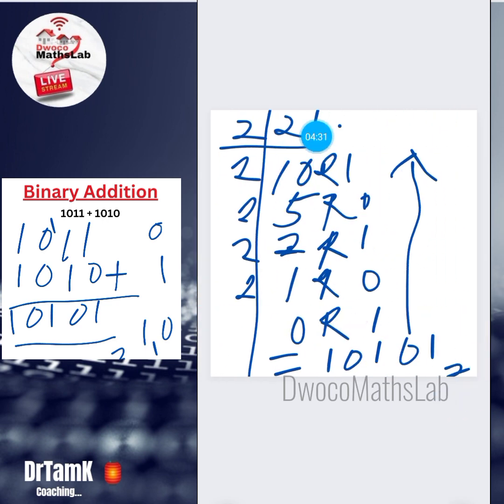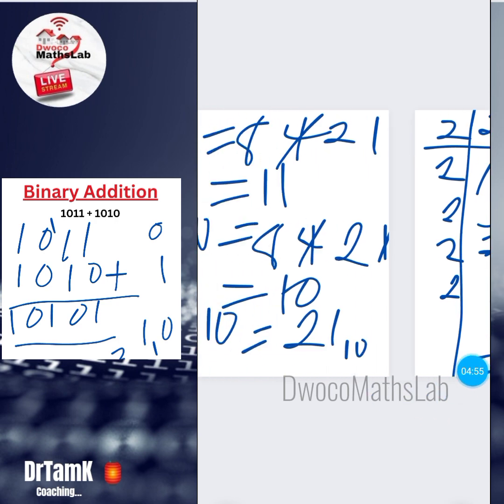So quickly, what I do is I have to convert 21 base 10 now to base 2. 21 divided by 2 is 10, the remainder is 1. 10 divided by 2 is 5, the remainder is 0. 5 divided by 2 is 2, the remainder is 1. 2 divided by 2 is 1, the remainder is 0. 1 divided by 2 is 0, the remainder is 1. So taking them up this way, from down up, I got 10101 base 2, which is the answer we got here.